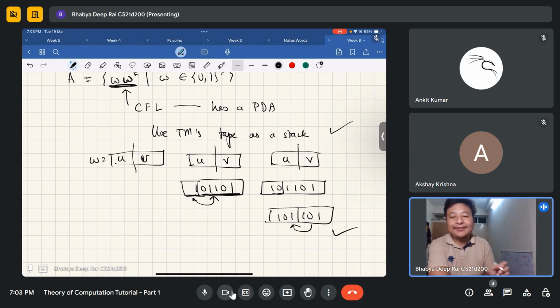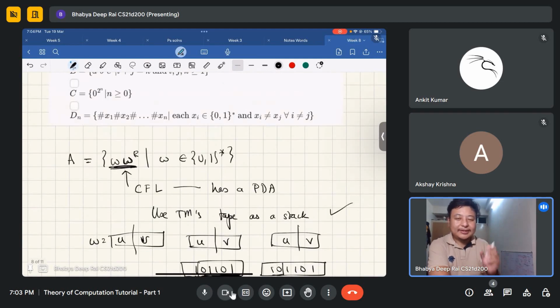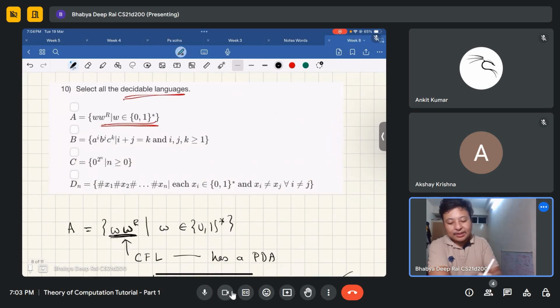So this is an algorithm, right? I'm not describing it as a Turing machine, but this is still fine. As long as I say the algorithm always halts, it means that a language is decidable. So A is decidable. Now let's look at B.